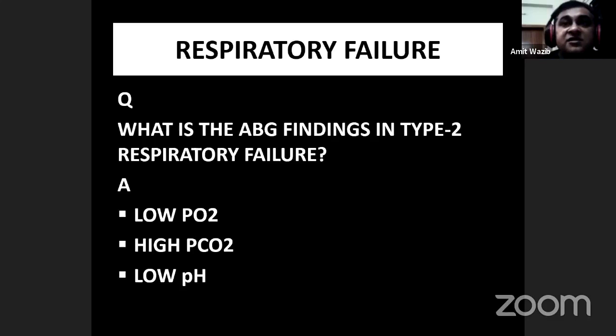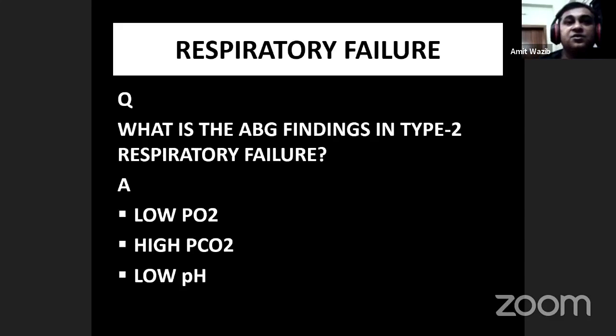As in type 2 respiratory failure, we have both hypoxia and hypercapnia, we will have signs of hypoxia and hypercapnia. Hypoxia is central cyanosis. Signs of hypercapnia are warm periphery, bounding pulse, and flapping tremor. So in type 2 respiratory failure, we will have central cyanosis, bounding pulse, and flapping tremor.